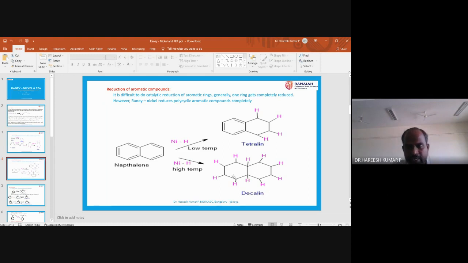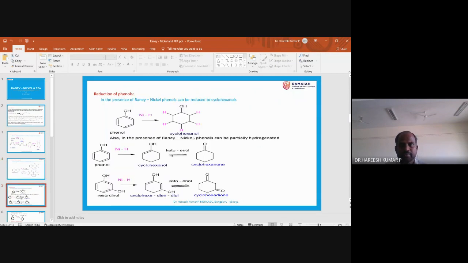Again, here I have not mentioned the stereochemistry. If this ring junction is trans, then it's called a trans decalin. If this ring junction is cis, then it's called a cis decalin. I think you are aware of the stereochemistry of decalins. So with this, I will go to the next slide.